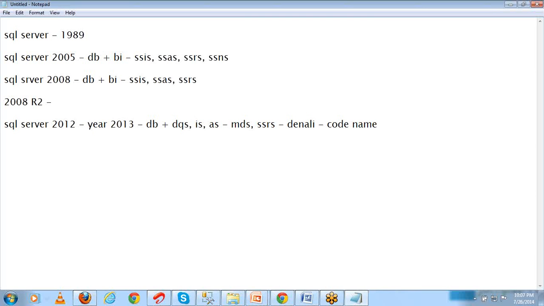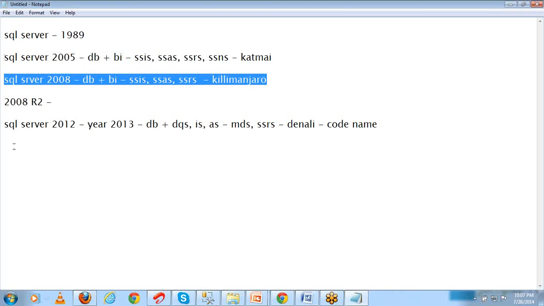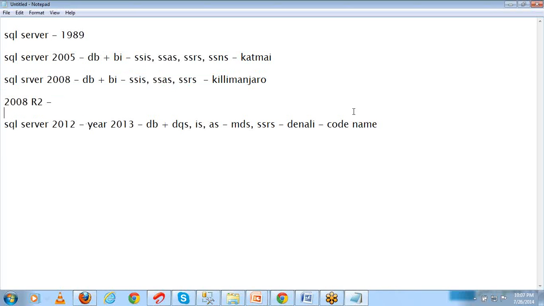Definitely we'll have a question. If it is Denali, what about the previous ones? There should be some meaningful names, right? Yes, there are names. This is called Kilimanjaro. Maybe funny? Yes, it is called Kilimanjaro. Next, this is called Katmai. Code name of SQL Server 2005 is Katmai, SQL Server 2008 is Kilimanjaro, and SQL Server 2012 is Denali.